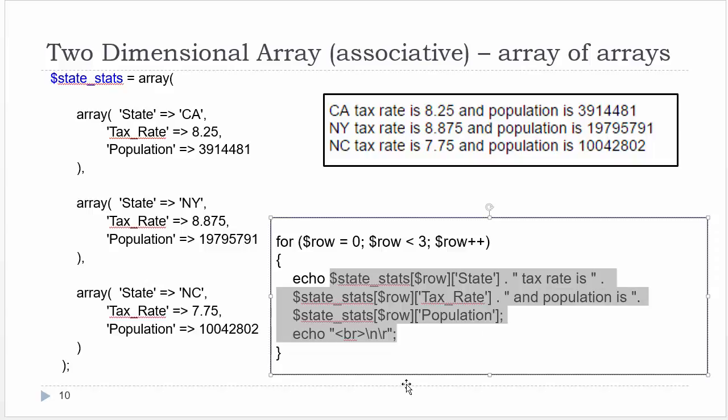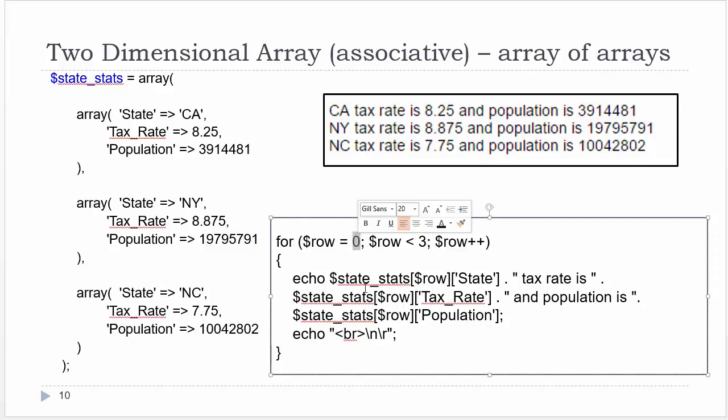And we'll loop 3 times because we have position 0, 1, 2 in our outer array, but our inner array, we're working with our keys, not our numbers here. And this is our output.